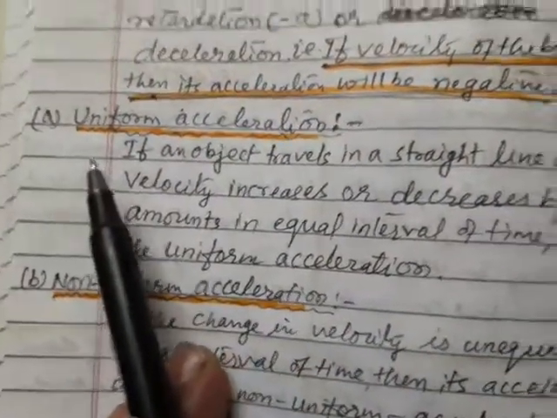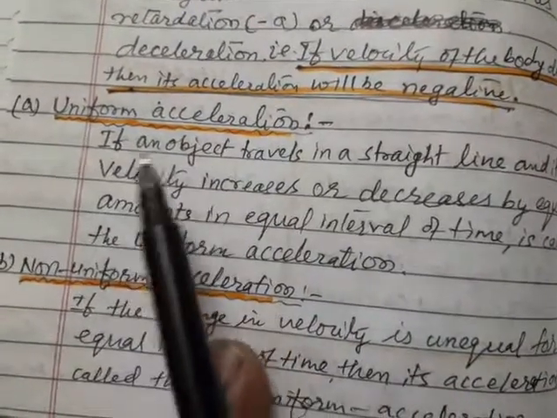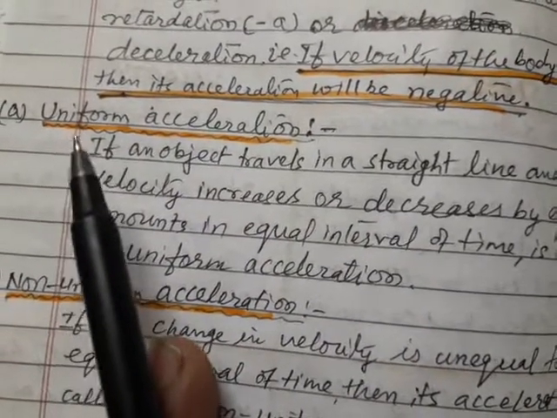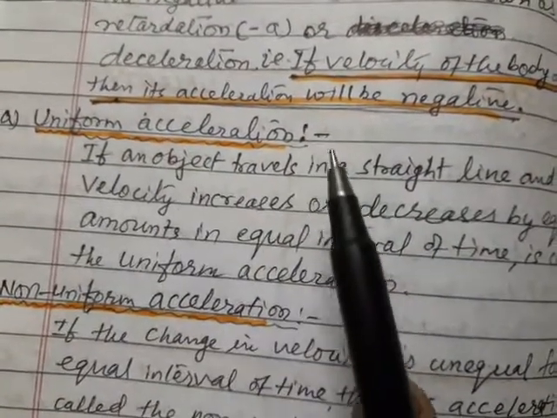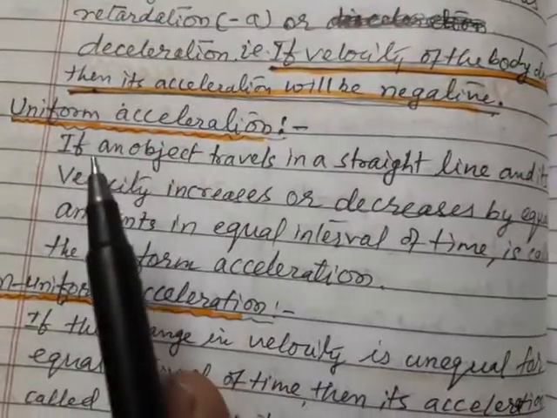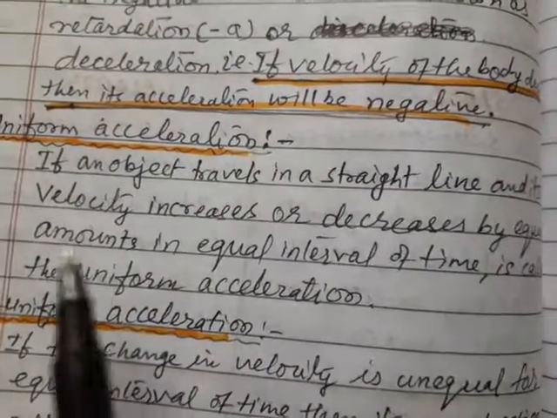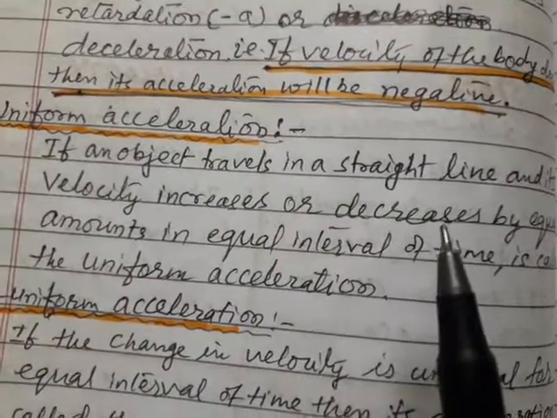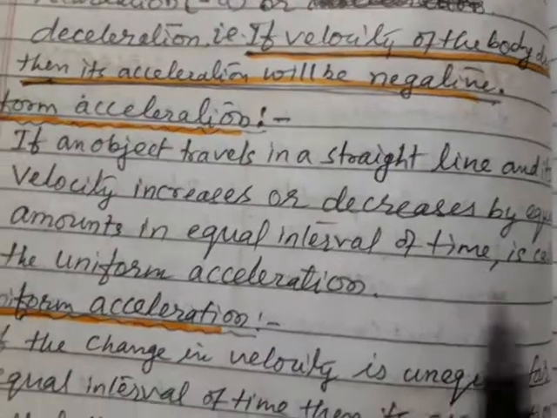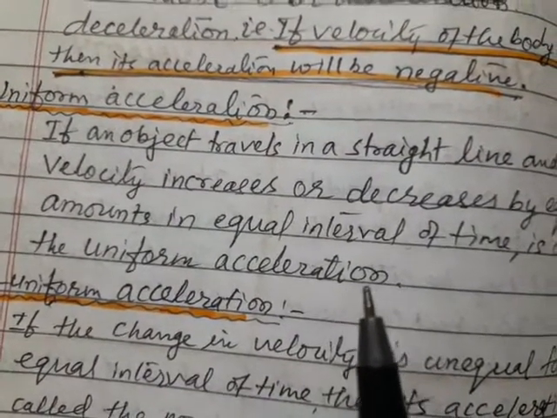Now, types of acceleration. We can classify the acceleration into uniform acceleration and non-uniform acceleration. So what is uniform acceleration? If an object travels in a straight line and its velocity increases or decreases by equal amounts in equal intervals of time, then its acceleration is known as uniform acceleration.